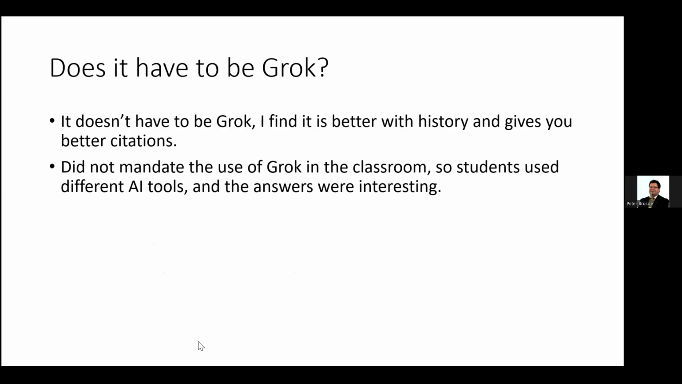I don't mandate the use of Grok in the classroom. Students are free to use an AI of their choice. It is interesting how sometimes the AIs diverge. Grok and Claude seem very different from one another. ChatGPT is interesting, but I find it's not as thorough as Grok. So it gives people those kinds of variances. So the key concept is, I don't want people to get stuck on always using Grok.